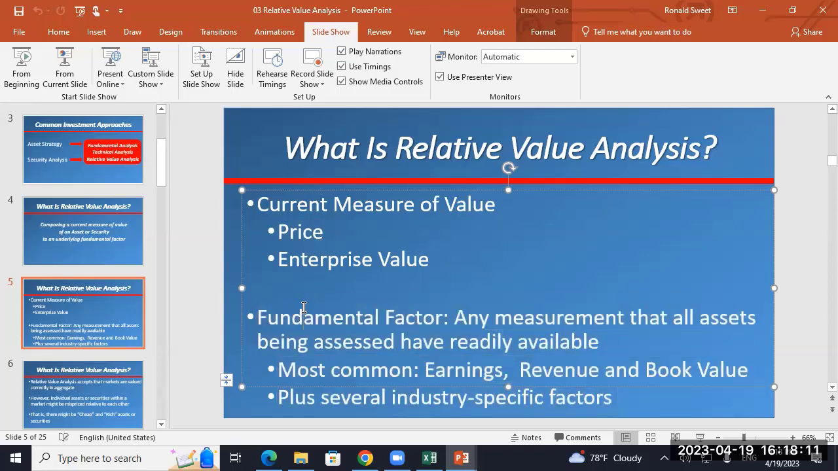For stocks, the most common are earnings, revenue, and book value. I say earnings related because there are three or four earnings related ones. There are also some very industry specific ones that we use, and I'll give you a few of those that are pretty common. A good example is BlackRock. What might BlackRock use instead of book value?